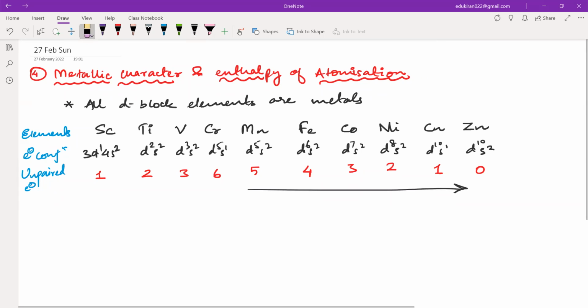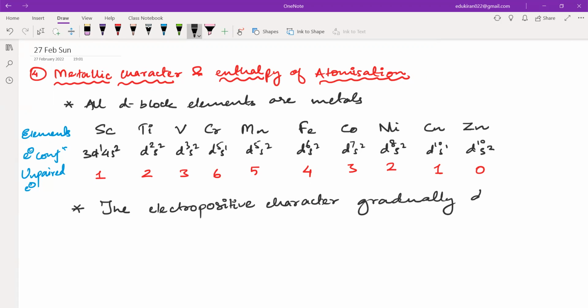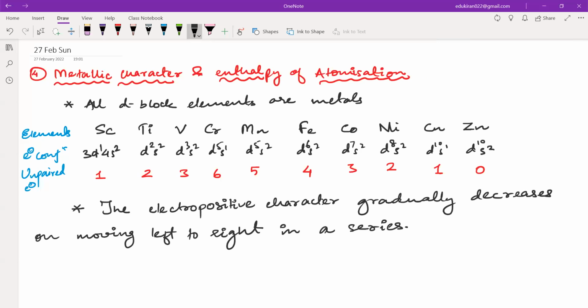As we go further, what happens? The electropositive character is decreasing. So one thing you will write is: the electropositive character gradually decreases on moving left to right in a series. That means slowly the metallic character is decreasing.